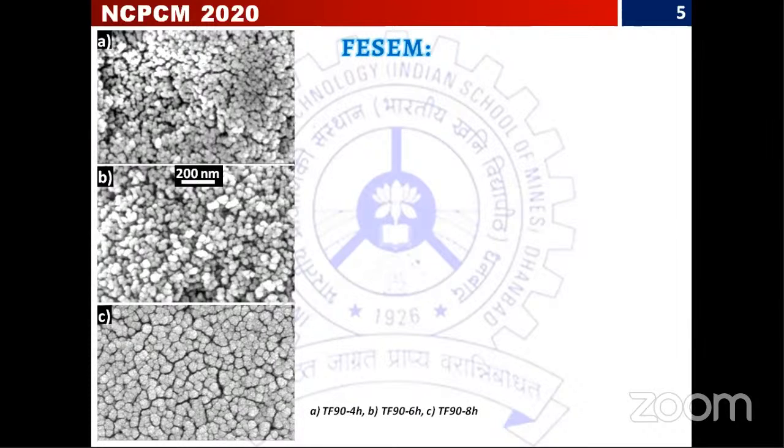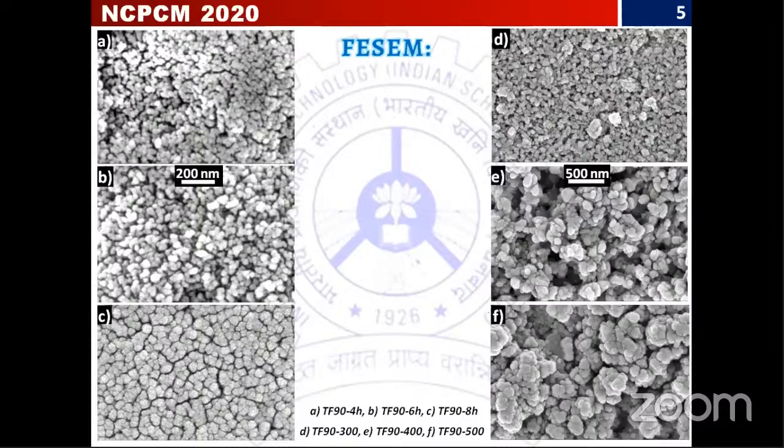For our next batch of samples, we kept the annealing time fixed at 6 hours and varied the annealing temperature: 300 degrees centigrade, 400 degrees centigrade, and 500 degrees centigrade. As we move on from 300 to 400, the size of agglomerations is clearly increasing. But as we move on from 400 degrees centigrade to 500 degrees centigrade, the agglomeration size is not increasing that much. The only difference is that some voids have been introduced on the film surface.